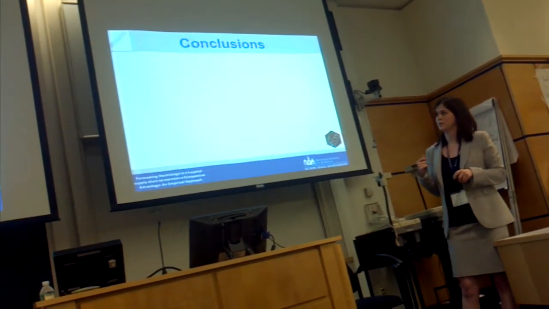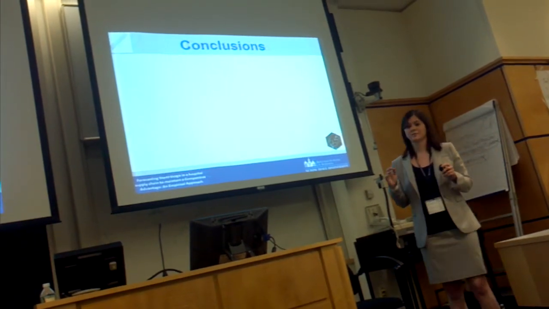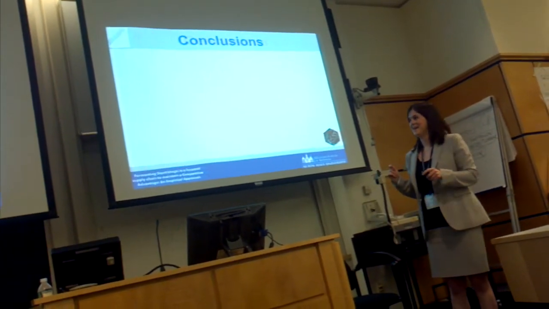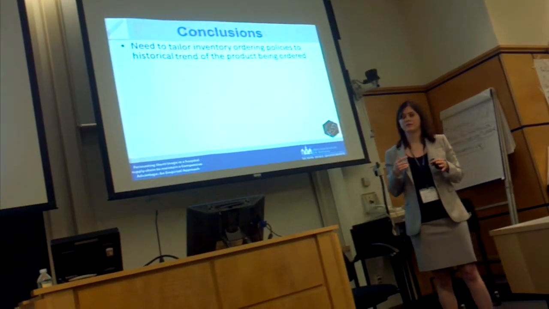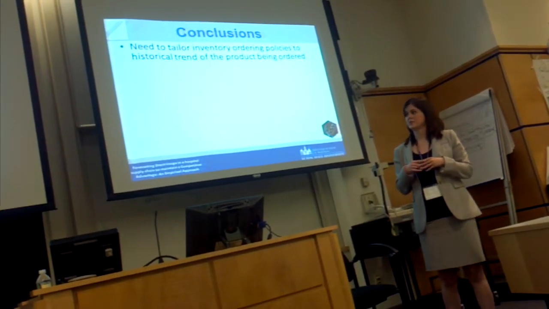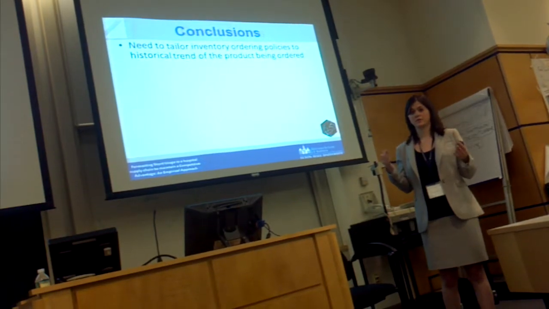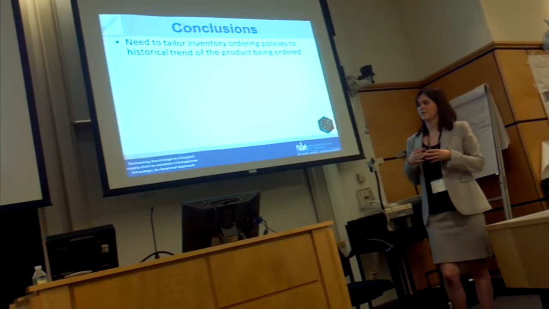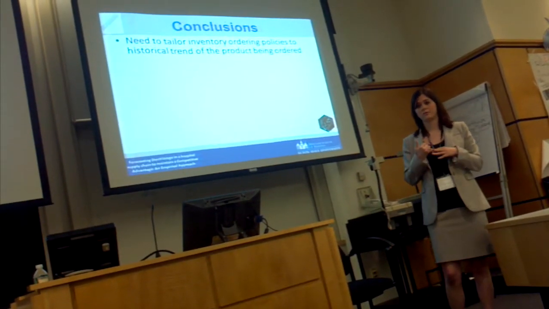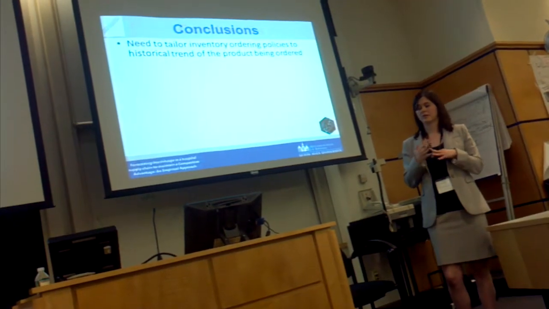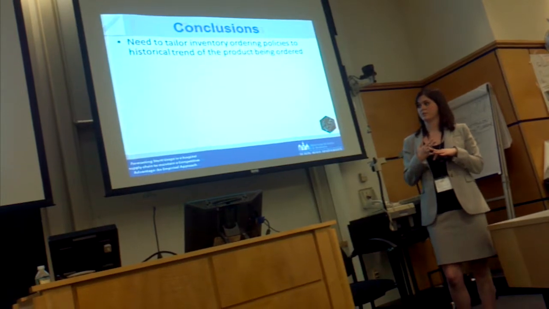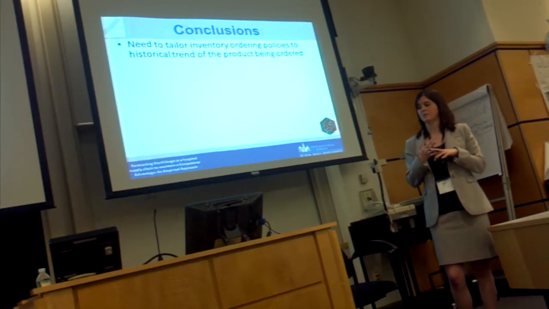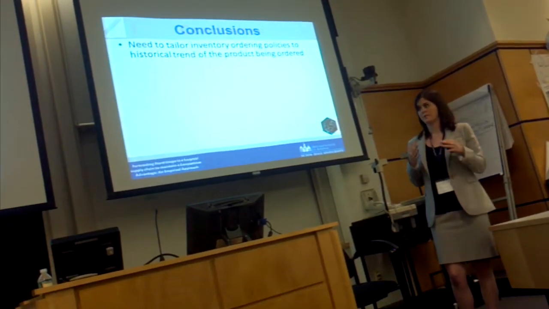Next. So out of all of that, it was probably really quick. Our first conclusion was that they needed to tailor their inventory ordering policies to the historical trend and the forecasting method. For drug-eluting, the forecasting method was trend and seasonality, so looking at the seasonality of the forecast, and then also the 4-point moving average for the bare metal.